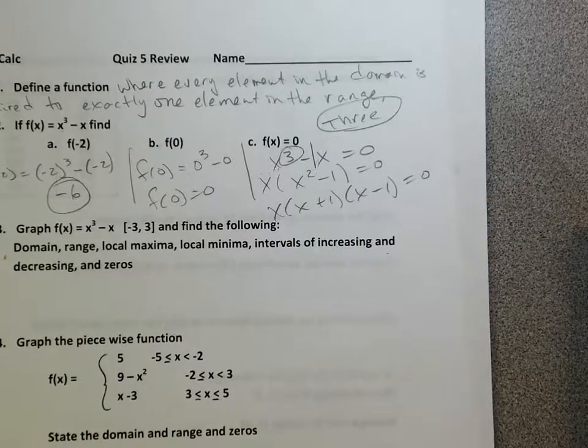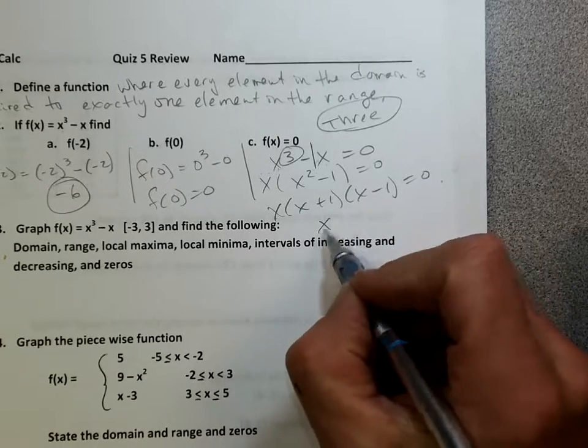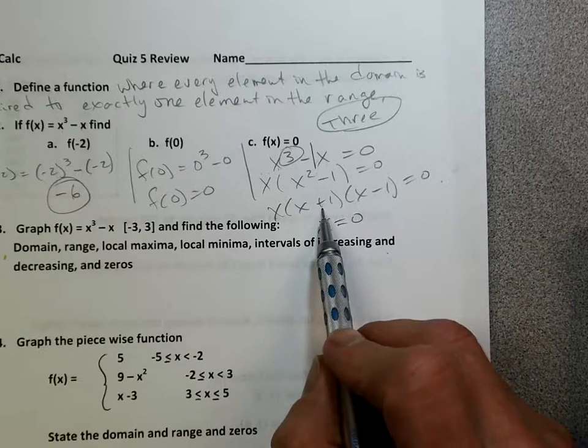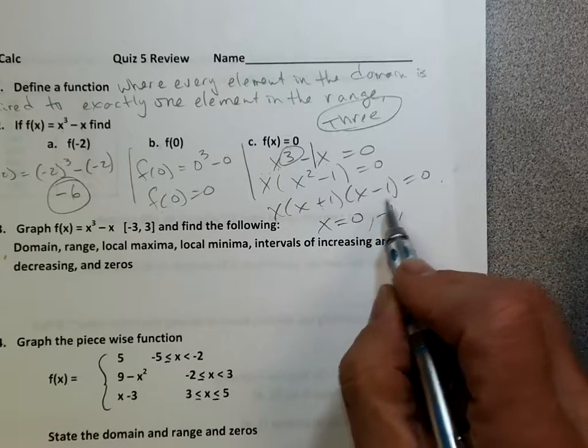How am I doing, okay? So then if I were to solve for x, I'd have x equals 0, right? So one answer is 0. I have x plus 1 equals 0, so that would give me a negative 1. If I took this and solved for x, I'd be a negative 1, right? And I'd get a positive 1.